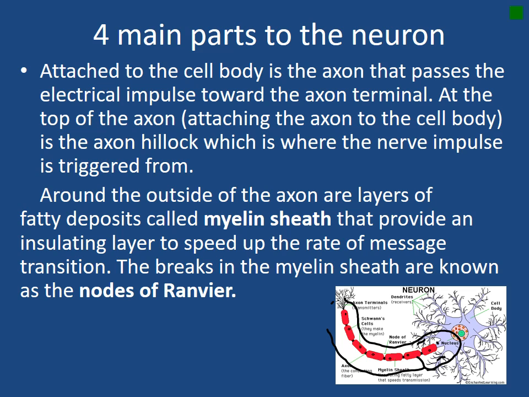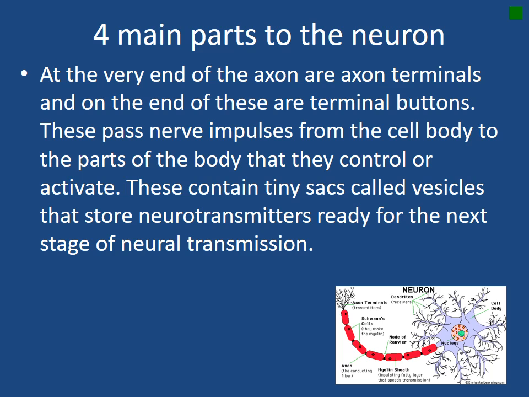We have rolls of myelin sheath, which acts like an insulator, and it's the gaps in between the myelin sheath which are the nodes of Ranvier. At the end of the axon are the axon terminals, and at the end of these are what we call terminal buttons. Now, these pass the nerve impulses from the cell body to the parts of the body that they control or activate. And inside there are what we call vesicles, which hold the neurotransmitters ready for the next stage.